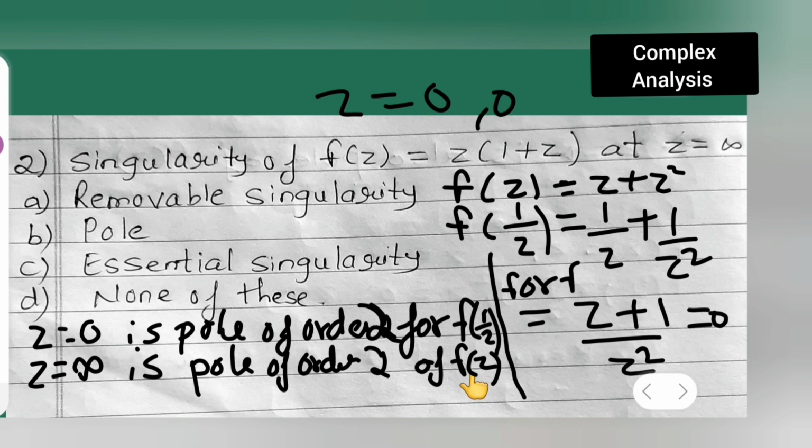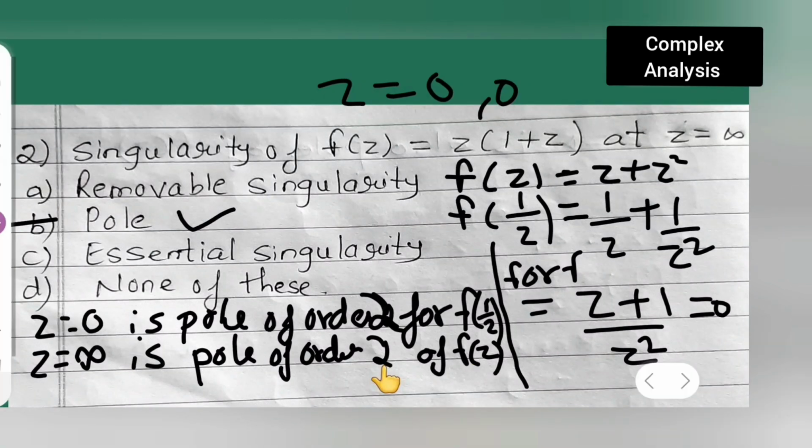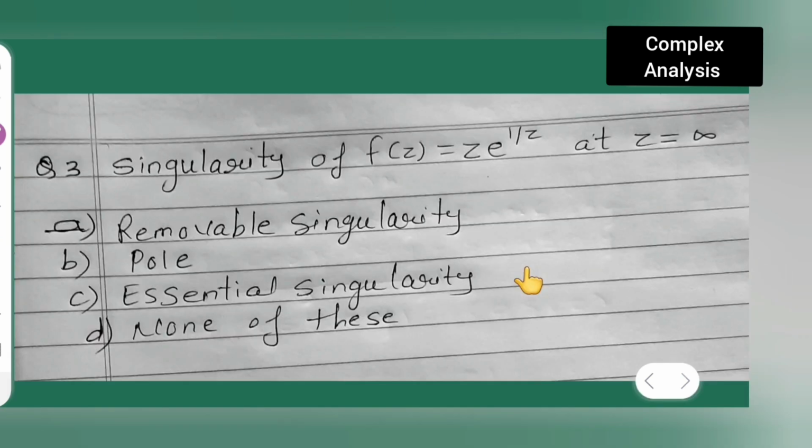So now which option is the correct option? This B. So option B is the correct option, right? So now next let us try to do it. Singularity of f of z is equal to z e raised to power of 1 upon z at z is equal to infinity. Let us see if it is removable singularity, pole, essential singularity, or none of this.